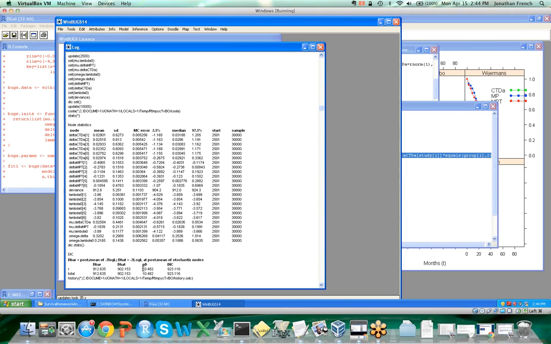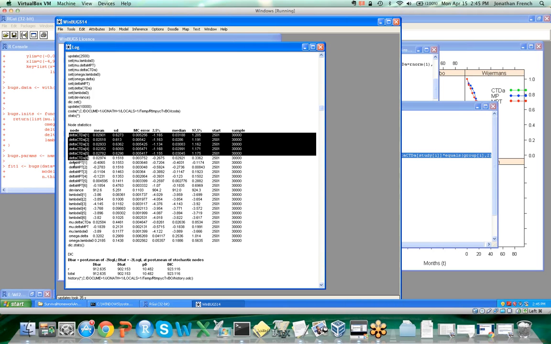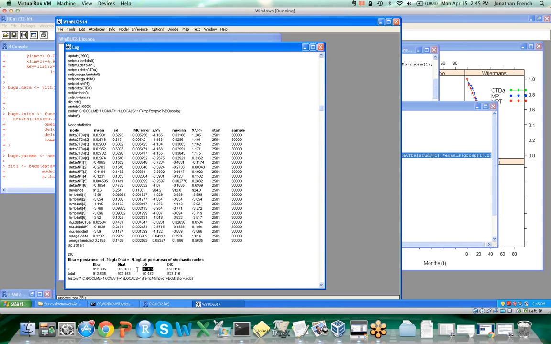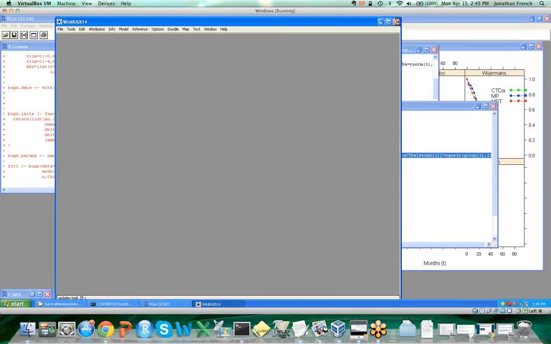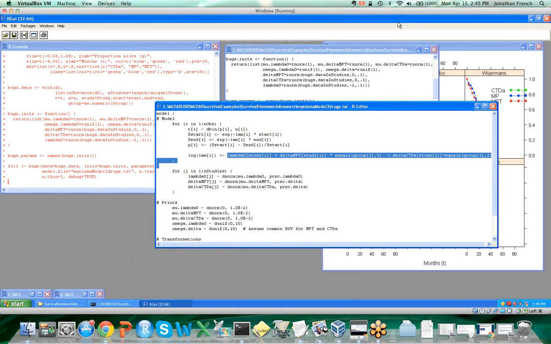And you can use those two things to get this PD, which in this DIC formulation is the effective number of parameters in the model. So we have 6 deltas, 6 delta CTDAs, 6 delta MPTs, 6 lambdas, and some variance parameters. So we have quite a large number of parameters, but the effective number of parameters here is about 10. If you're not familiar with DIC, there's some help for that in the WinBUGS manual, and if it's of interest, we can maybe do a little segment here on DIC.